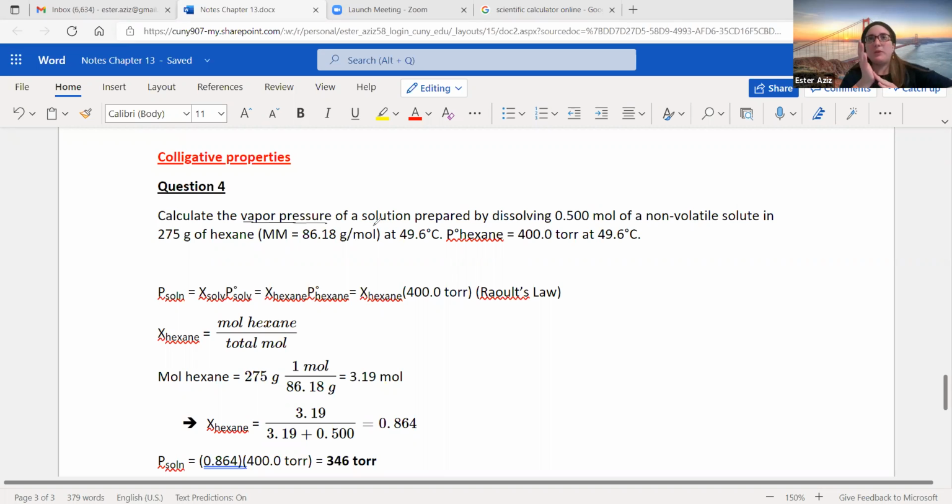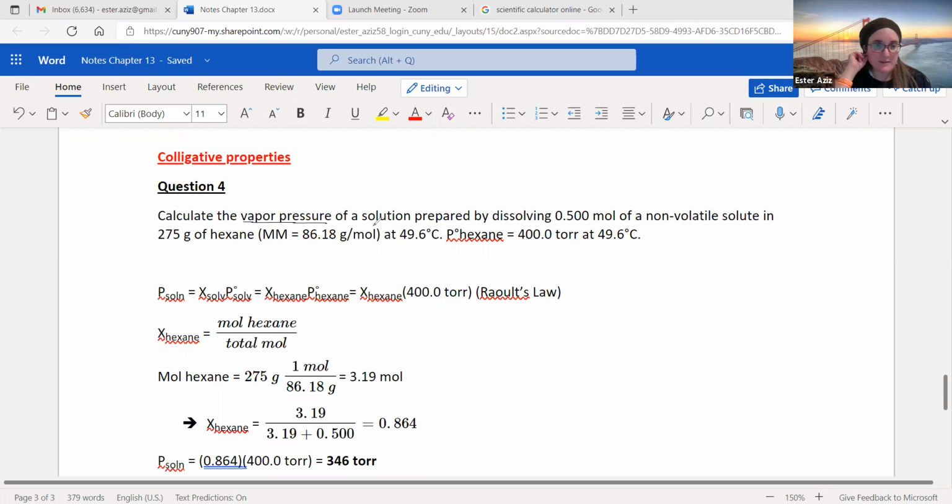The other properties that are affected by the presence of a solute are the freezing point and the boiling point. What happens when you add a solute is that the boiling point increases and the freezing point decreases. So it's as if the two extremes are moving further away from each other. When you add a solute to a solvent, the boiling point of the new solution is higher than that of the solvent alone, and the freezing point is lower than that of the solvent alone.